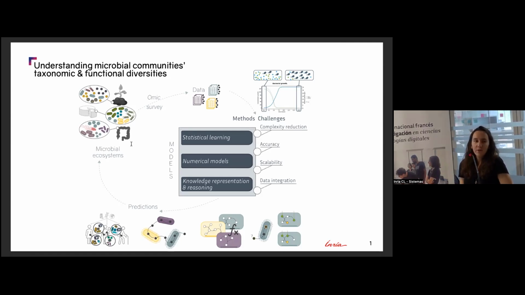In the team, we use several types of models depending on the questions we want to address and the challenges we have to face. Among the challenges, there is the question of complexity reduction, scalability to large systems, need for accuracy, and difficulty of data integration. Among the models that we use, there is statistical learning, numerical models, and knowledge representation and reasoning, that I will all three present today.